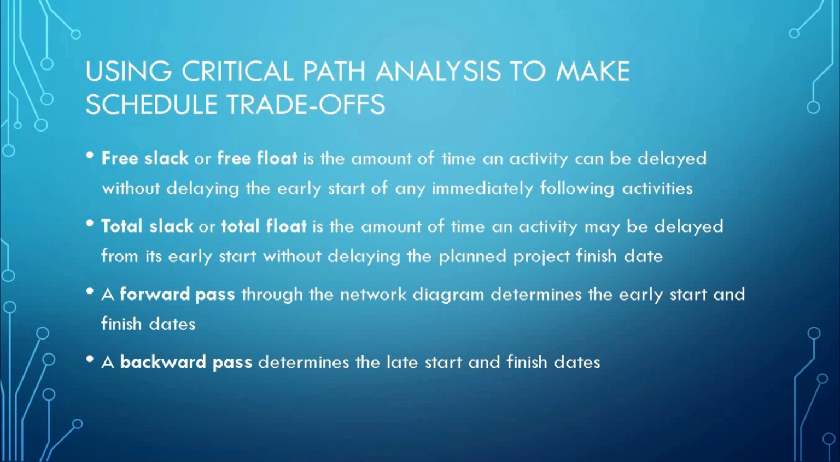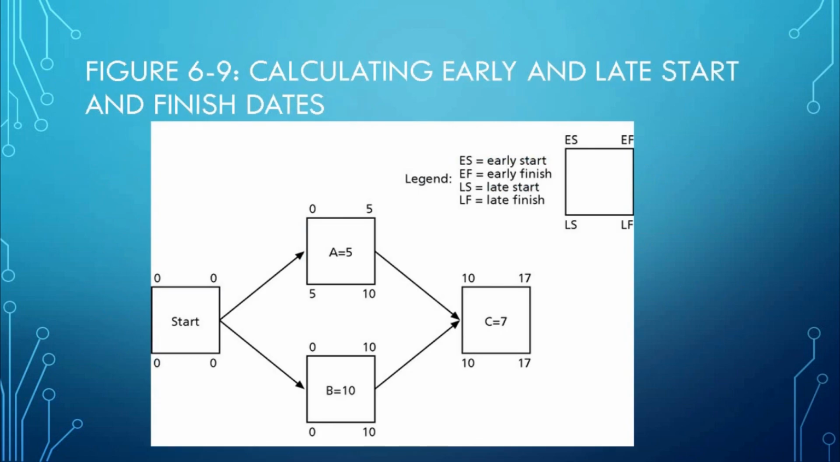A forward pass through the network diagram determines the early start and the finish dates. A backward pass determines the late start and finish dates. The formula used for calculating early start and early finish dates: early start of the activity equals early finish of predecessor's activity plus 1. Early finish of the activity equals activity duration plus early start of activity minus 1.